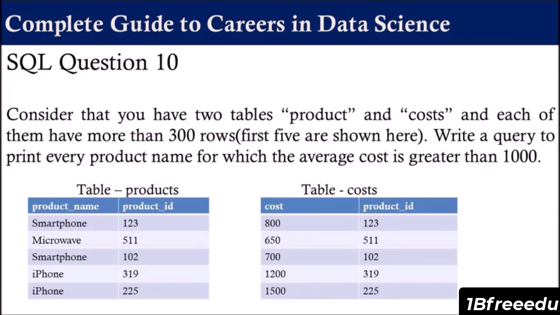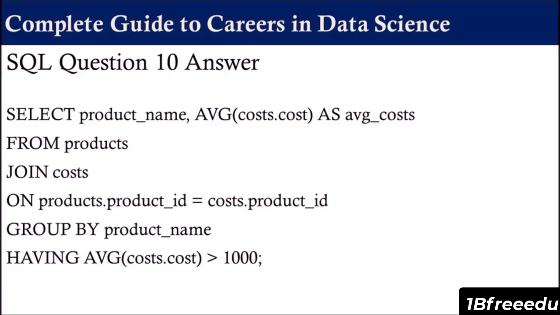The last question in SQL is, consider that you have two tables, product and costs, and each of them have more than 300 rows. Write a query to print every product name for which the average cost is greater than 1000. Let's have a look at the answer. The query to print every product name for which average cost is greater than 1000 is shown here.